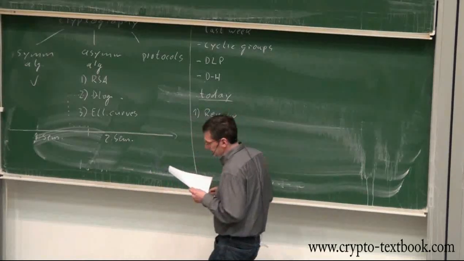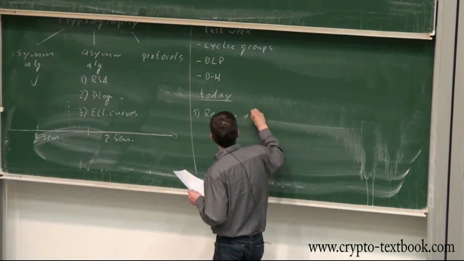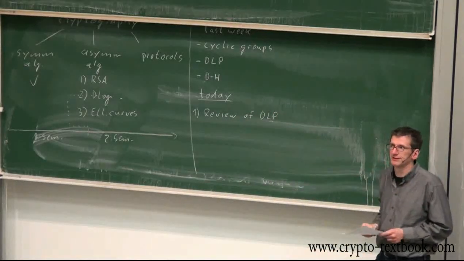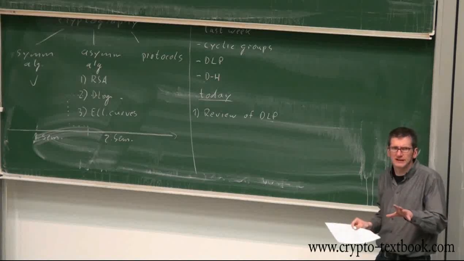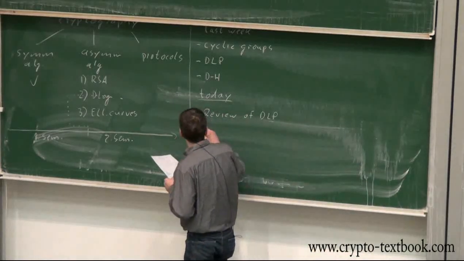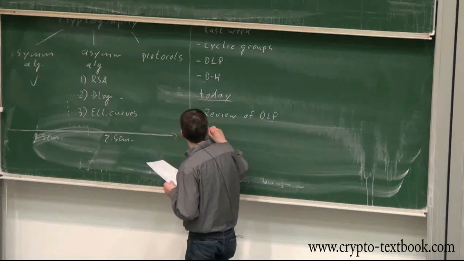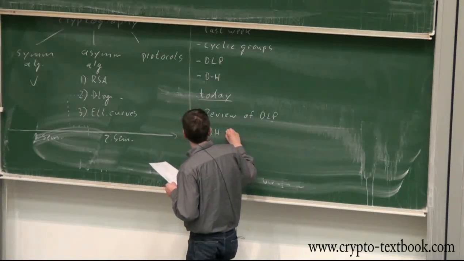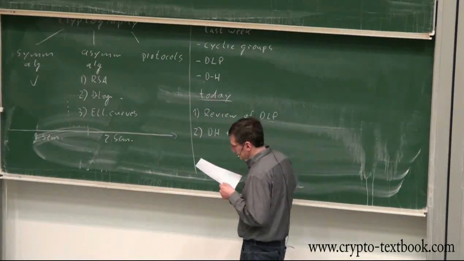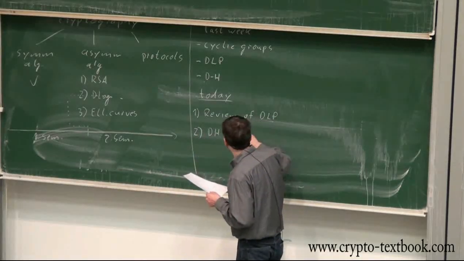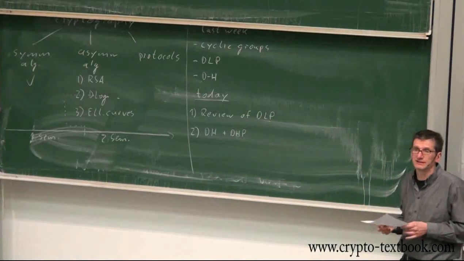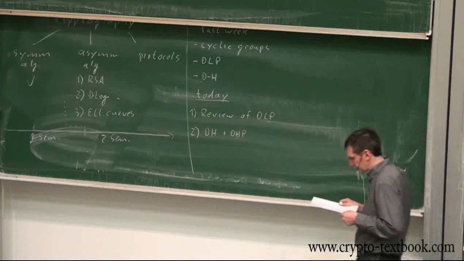First, I want to review what we did last time. In particular, I want to look at the discrete logarithm problem again. It's not complicated. This is like Diffie-Hellman. It's really not complicated. Okay. Then I want to look at the Diffie-Hellman problem, whatever that is. So this is somewhat new. It's a little bit abstract.